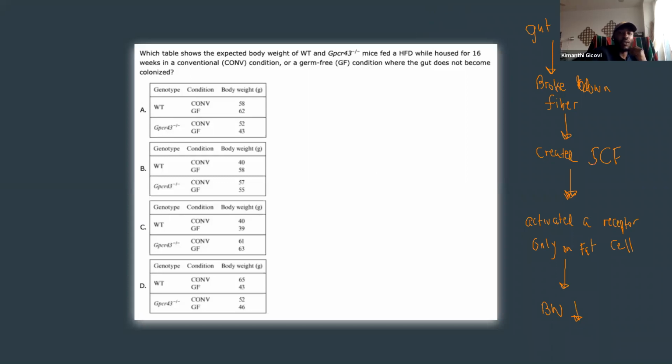All right, cool. So let's get back to the passage. You told me germ-free condition was one where the gut didn't get colonized, right? So how are we going to connect that? When germ-free is over here, what happens to the right side? What do we not have? In the gut, what do we not have in the gut?